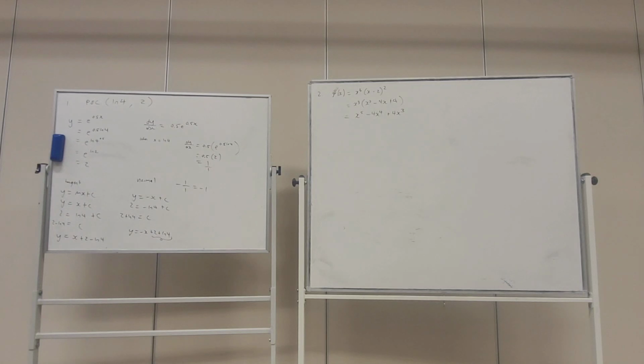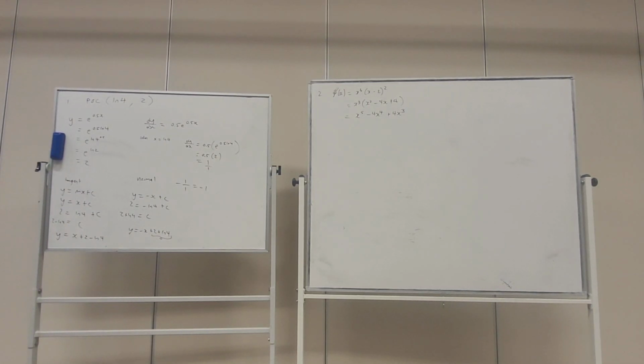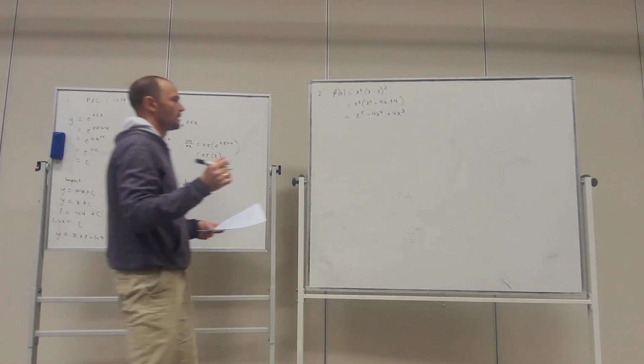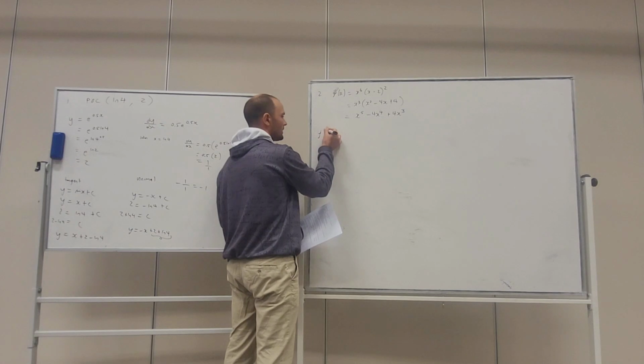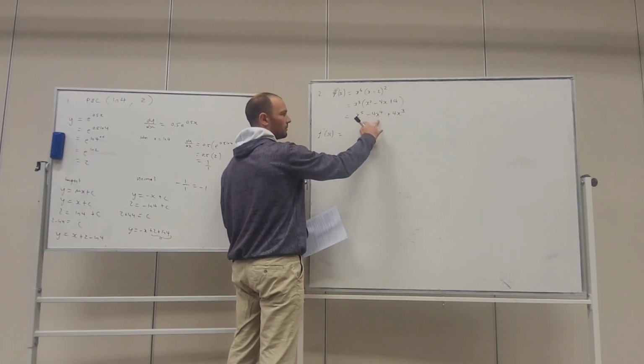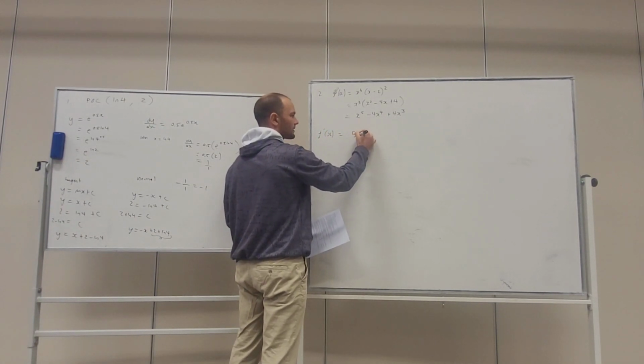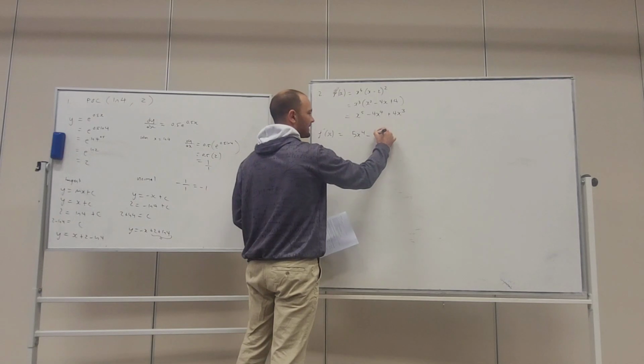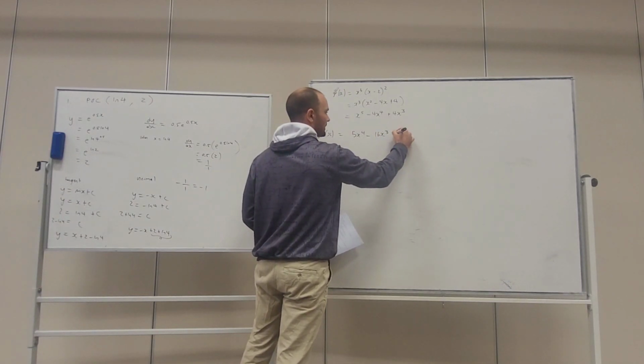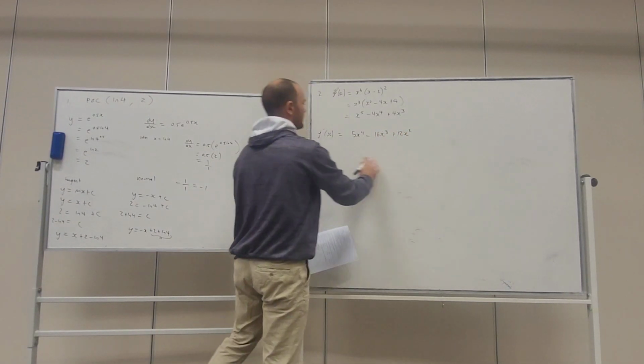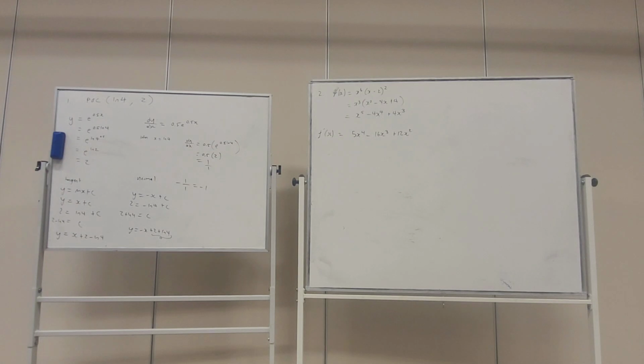All right, so part A says differentiate and draw its sign diagram. If we're going to differentiate, we're just using the power rule here. We get 5x to the 4, take 16x to the 3, plus 12x squared. Okay, that's the derivative function. And we're asked to draw a sign diagram.